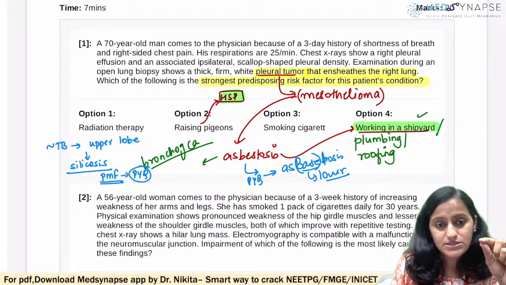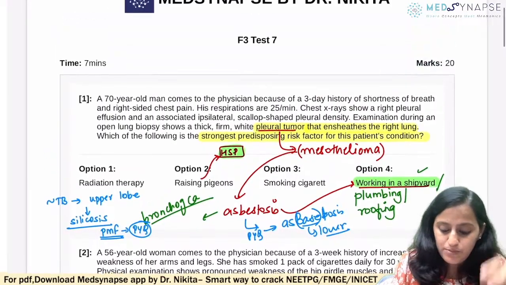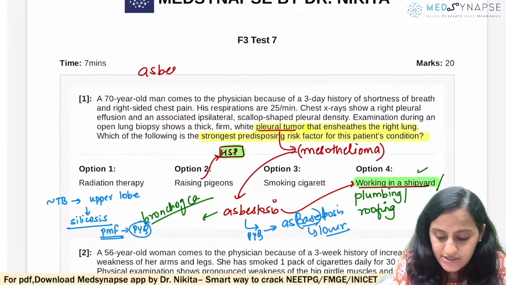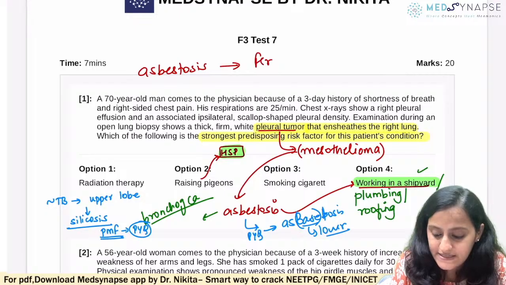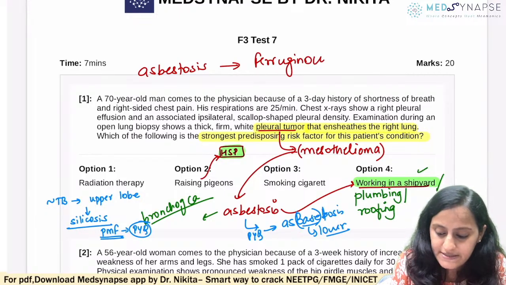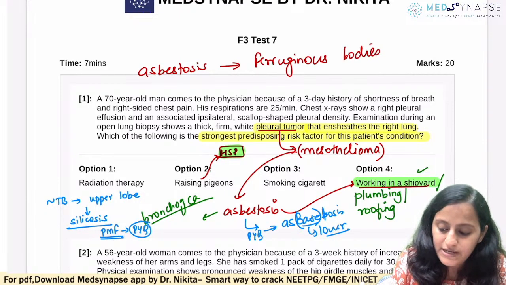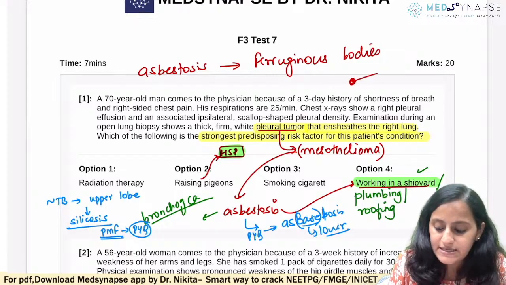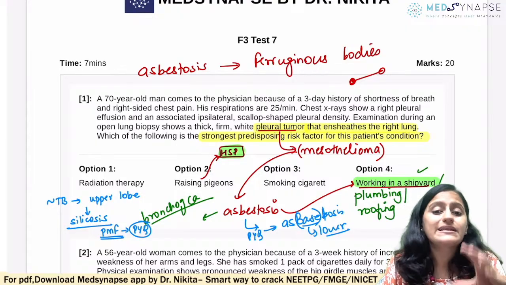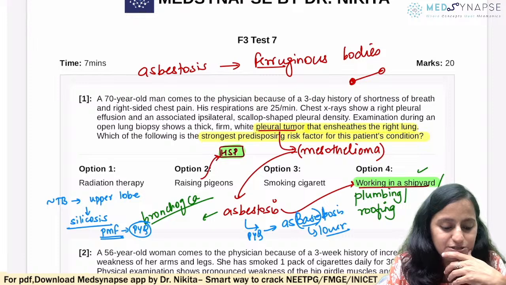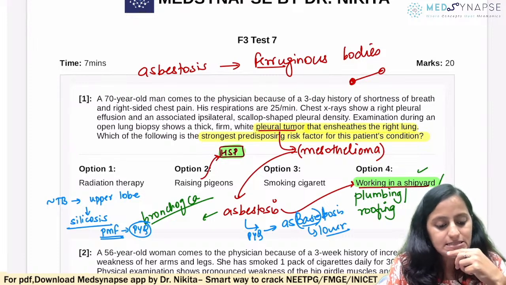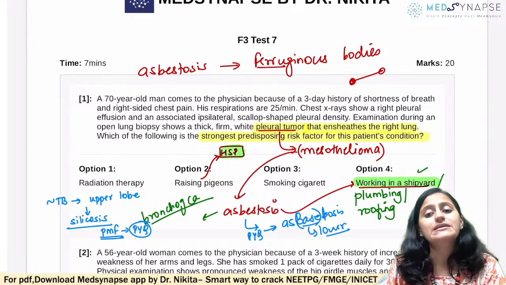Regarding asbestosis, pathological question, what bodies do you see in asbestosis? It is ferruginous bodies, right? Ferruginous bodies which have what shape? The dumbbell shape. Ferruginous, ferru means iron, so they stain with Prussian blue. So remember, ferruginous bodies is what you should remember in asbestosis.